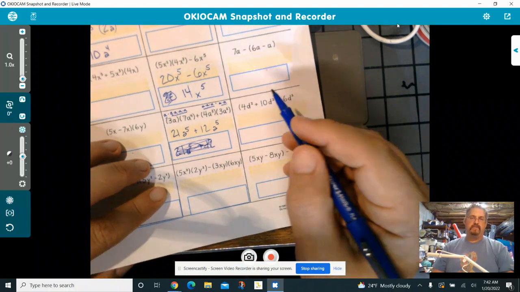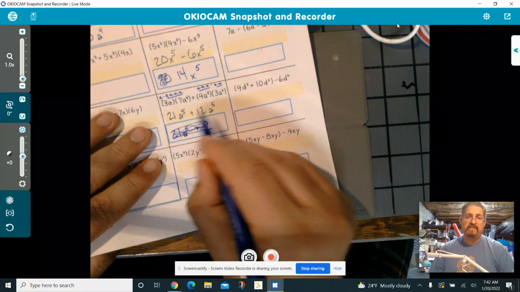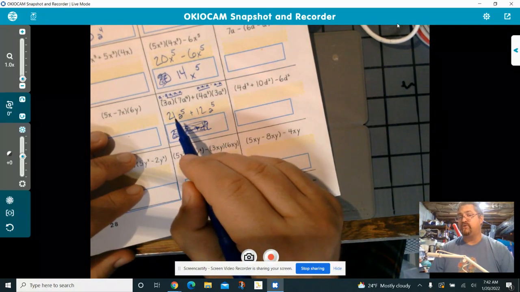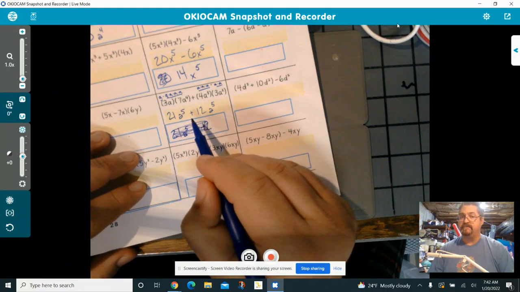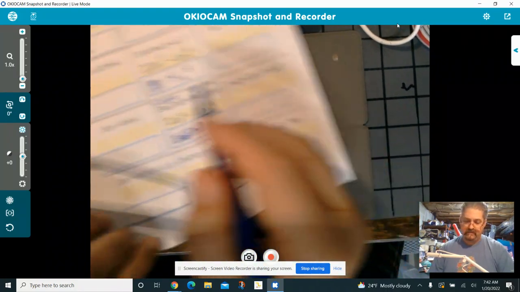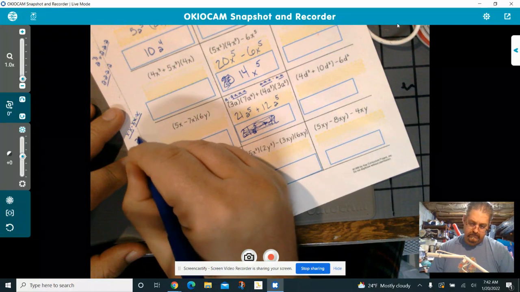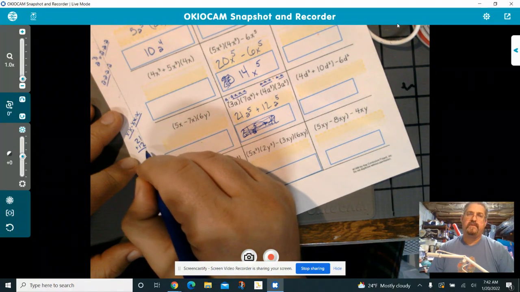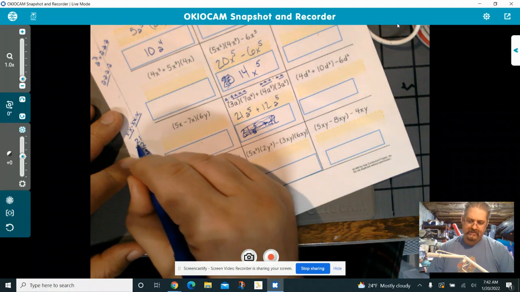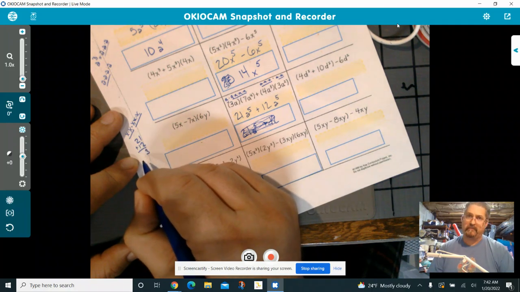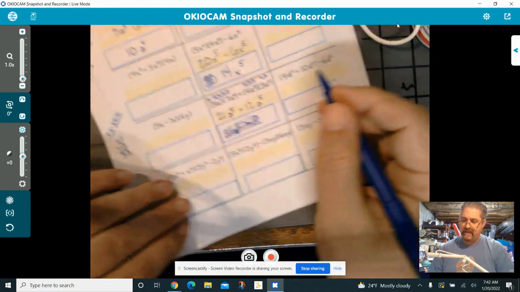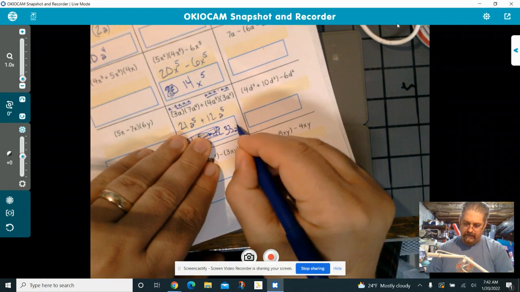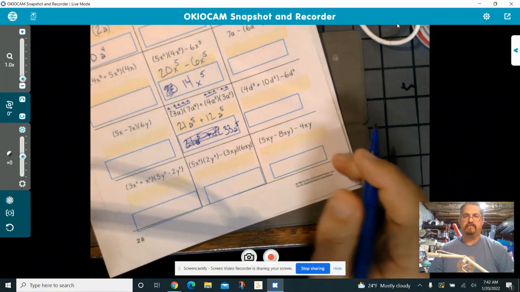Oh well. So our a to the 5th and our a to the 5th stay the same. All we're going to do is combine 21 plus 12. What's 1 plus 2? 3. What's 2 plus 1? 3. So we have 33 a to the 5th.